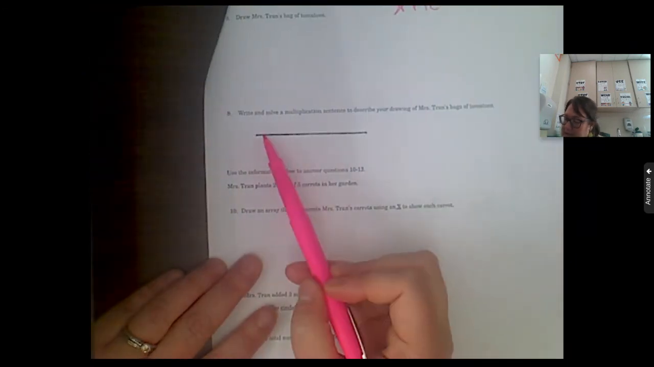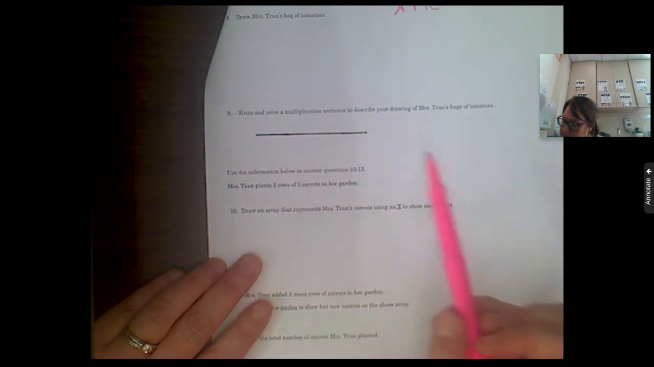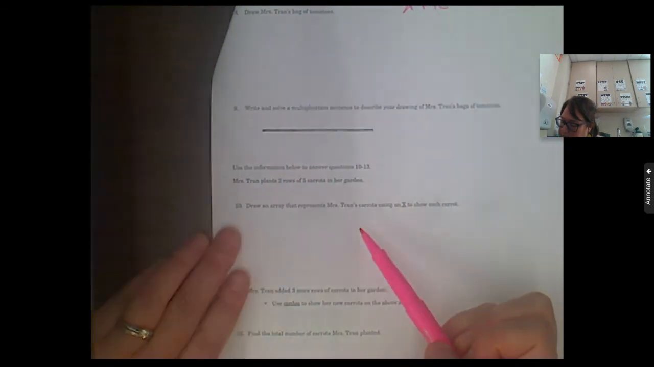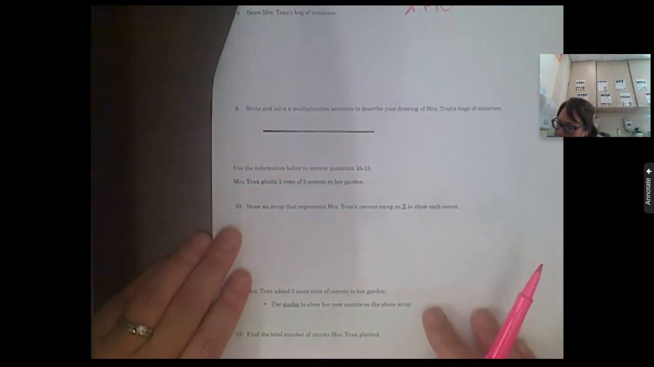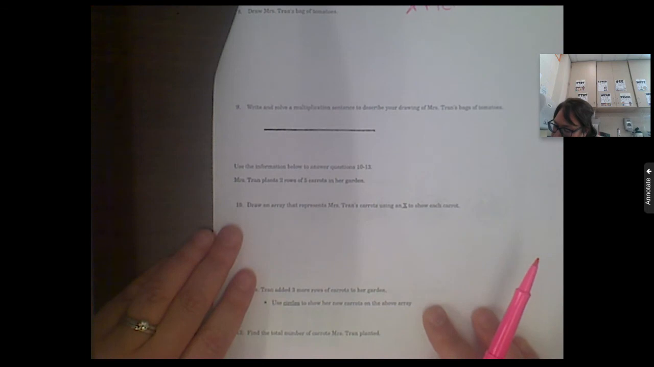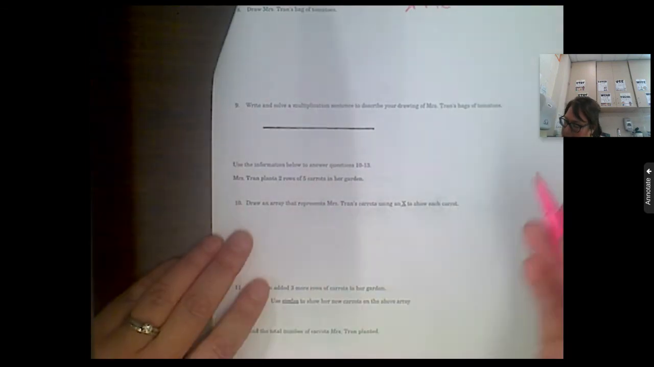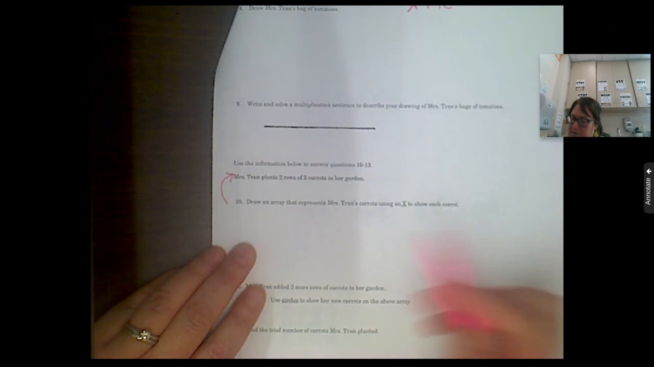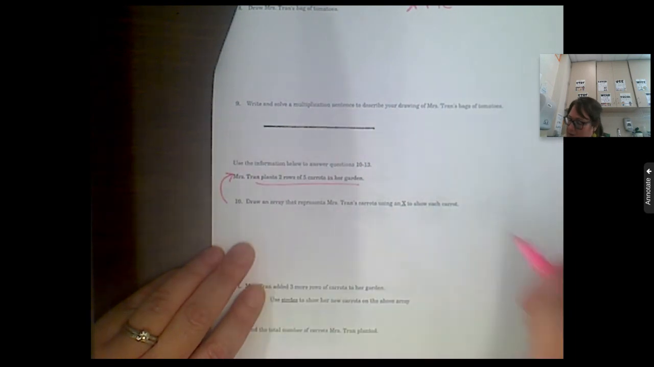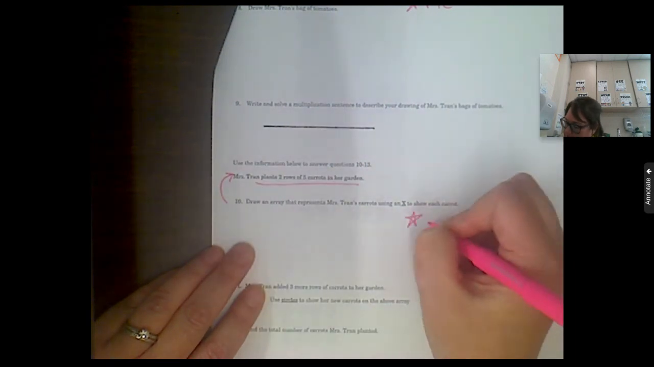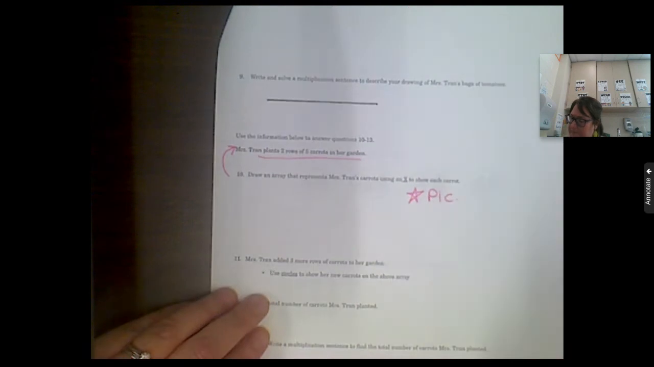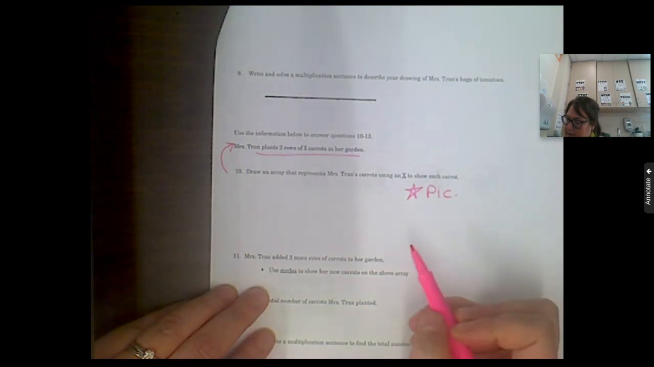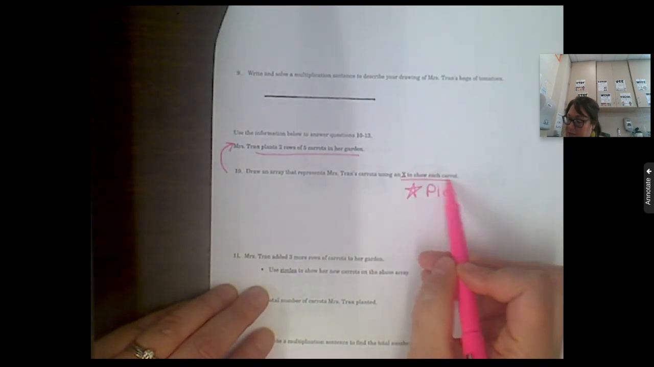You're writing a number sentence for number 9. Okay. Number 10, and actually, let's see. Yep, this one goes too. So you need a picture here. For number 10, these are your directions for number 10, that she plants 2 rows of 5 carrots in her garden. So you're going to want a picture here. Okay. And in this picture, you're going to use X's to show each carrot.